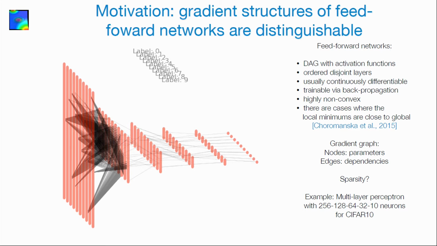What we know outside of this is that these feed-forward networks are really a strange thing. They are hierarchical. They are directed acyclic graphs. They are usually continuously differentiable across the board. Of course, ReLU is not differentiable at every point, but we think of it that way. And it's trainable via backpropagation and so on. We even know from recent results that for some types of problems, the local minima are usually close to the global ones. That's an empirical result, obviously, so no theory behind it.